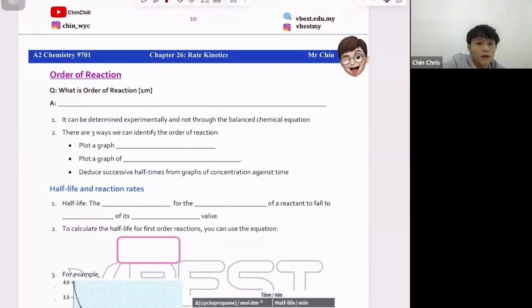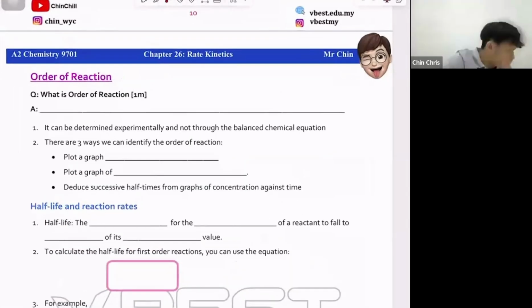Hi guys, let's continue. Last week we did first order, second order, zero order. How do you determine the rate order for a reaction? Remember, for a rate order, we can only find it from experiment. We can only identify the value from experiment.